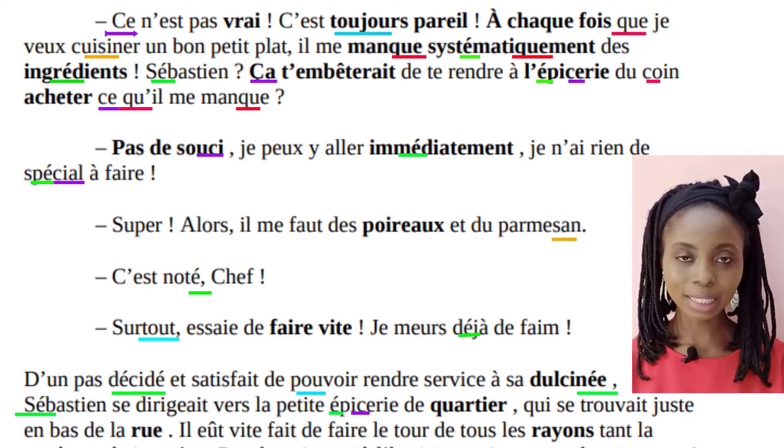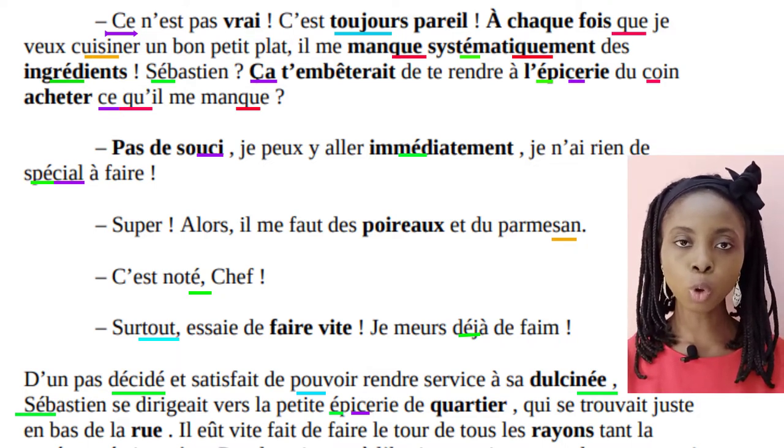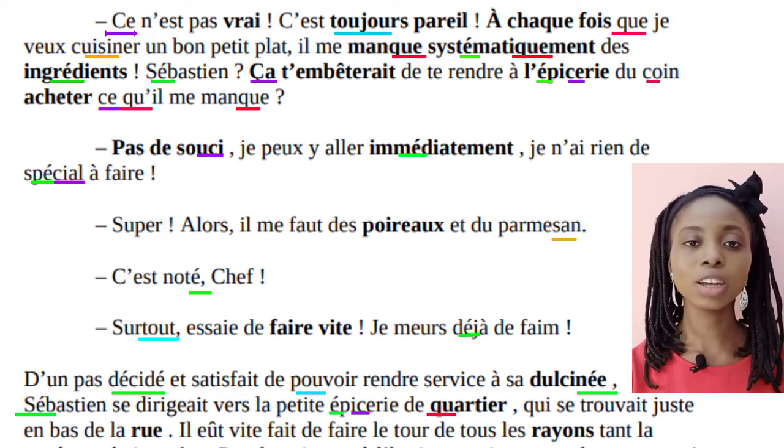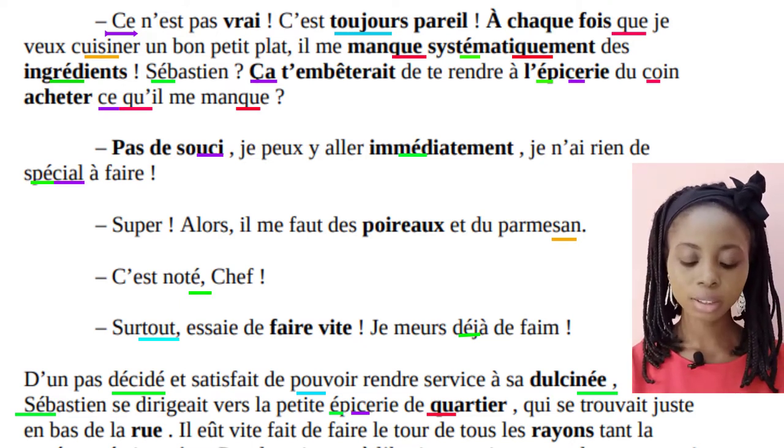And we have our C with E in front of this, which gives us the sound S. That's why we have épicerie. Le quartier. So we have our K sound. Whenever you see your QU in French language, it automatically gives us the sound K. Don't let us forget. So we have K, K plus A, we have quartier.